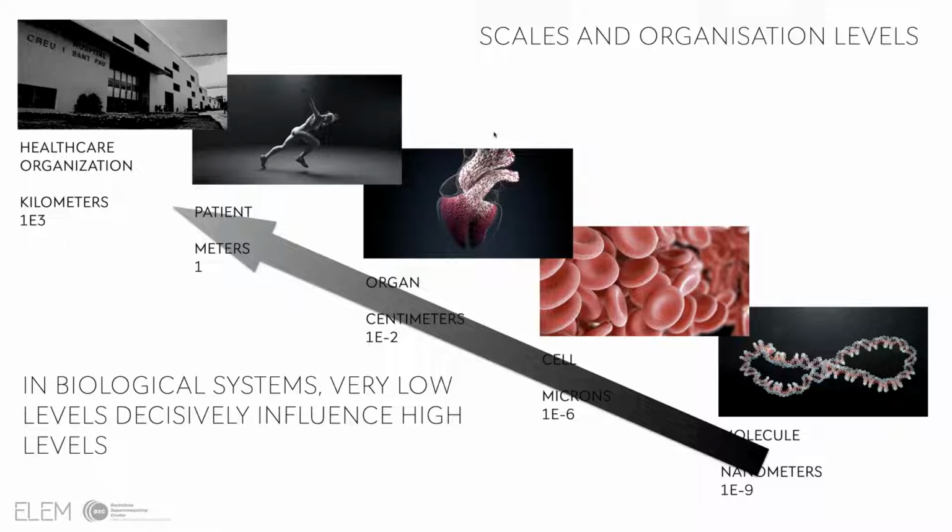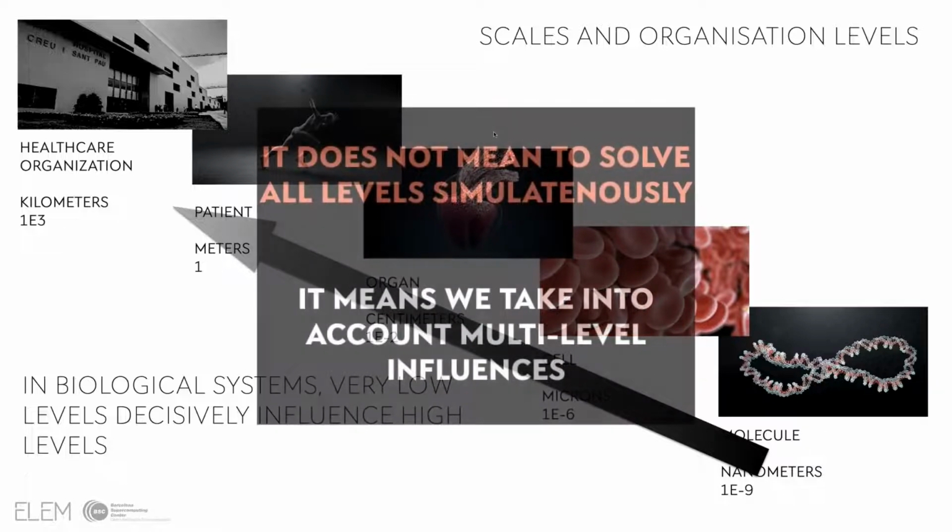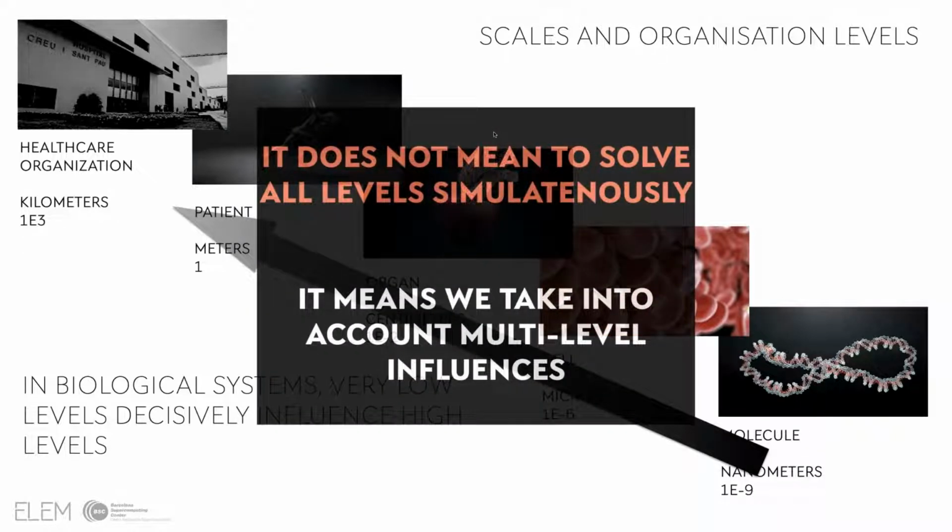But you have to take into account these very low levels because in biological systems, they decisively influence the high levels. So I'm not meaning that you need to solve all levels, but you have to take into account these multi-level or multi-scale influences. You cannot forget about them. You are not going to model everything, but you have to think about them and do something in order to take them into account. Even if you want to remain in the central part, you have to take into account what is coming from the upper and from the lower levels.